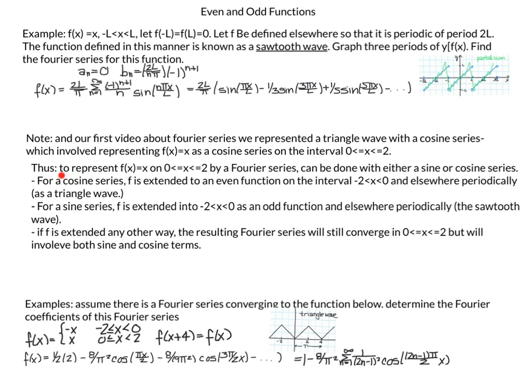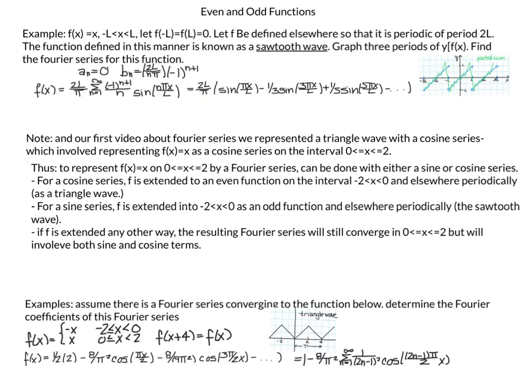So again, to represent f of x on x between 0 and 2 by a Fourier series, we can do this with either a sine series, the way we have over here, or with a cosine series, which we have done here. Thus, to represent f of x equals x on 0 to 2 by a Fourier series, we can do this either with a sine or cosine, and for a cosine series, f is extended to an even function. Remember here we had an even function. And for a sine series, we have an odd function.